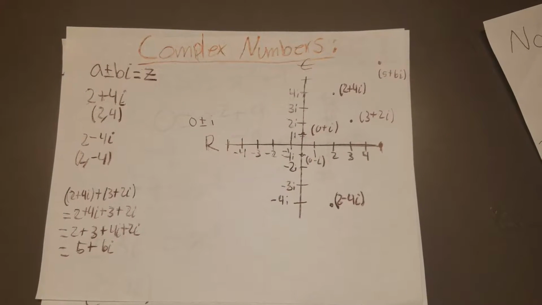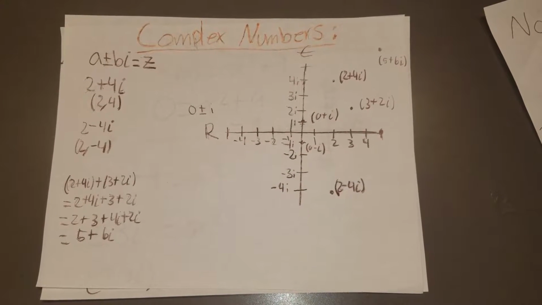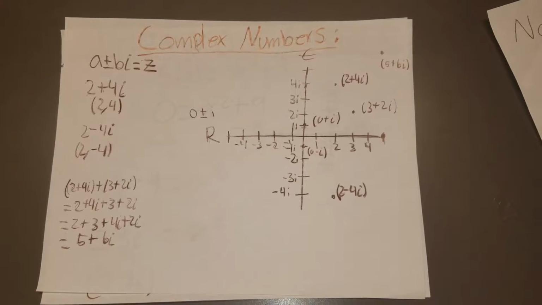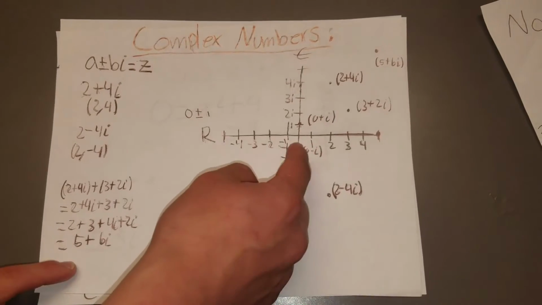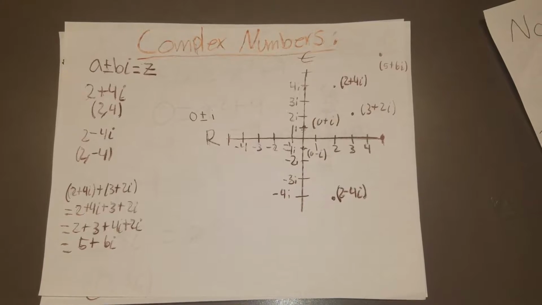If we were to graph the solution to the previous problem, we would graph 0 plus or minus i, because there was nothing being added to the i. So we'd go up 1 on the imaginary axis and down 1 on the imaginary axis.